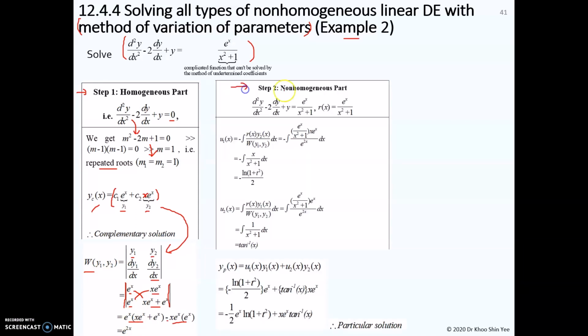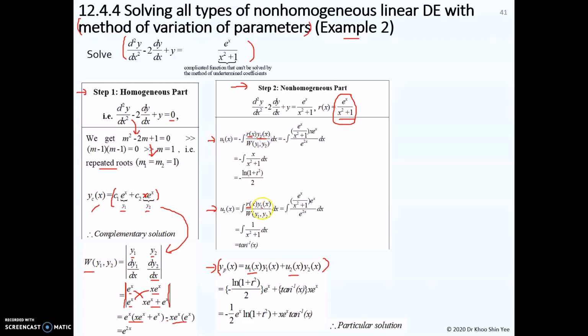Then we continue with the non-homogeneous part where the right hand side is equal to the exponential x divided by x squared plus 1. So the particular solution is given in this formula, and you need to find the u1 and u2. u1, u2 can be computed by using this formula. So you can see you need to integrate the Rx function. So Rx function is the right hand side function here. So this is the right hand side function also.